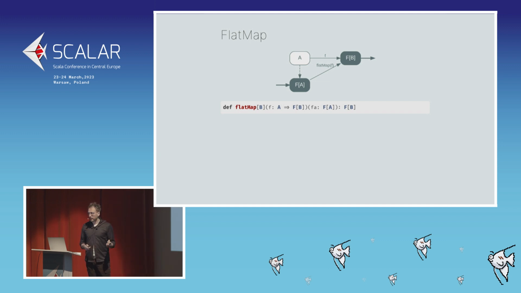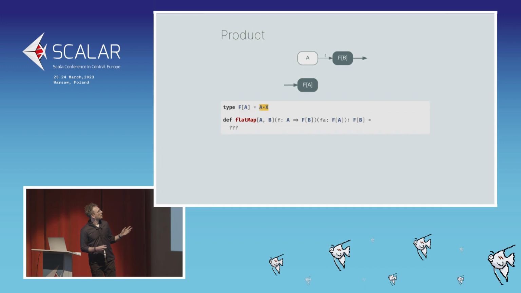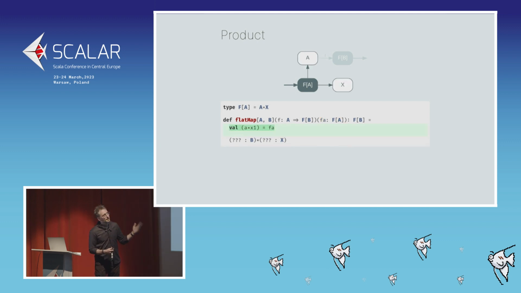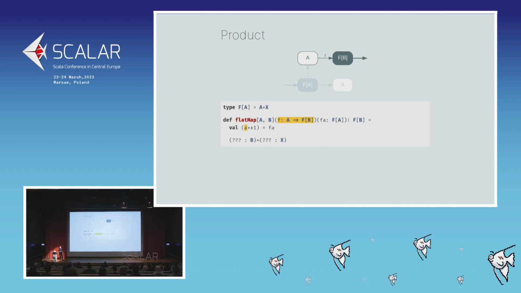We are now going to try to implement FlatMap for our product of a and x, where it's the same diagram as before, right? We have an f of a and a function from a to f of b, and we want to get to an f of b. We know the shape of f of b, it's a product, so we could replace that. And now, if we start at the beginning, we can use product elimination of an f of a to get an a and an x. If we have an a and a function from a to f of b, then we get an f of b.